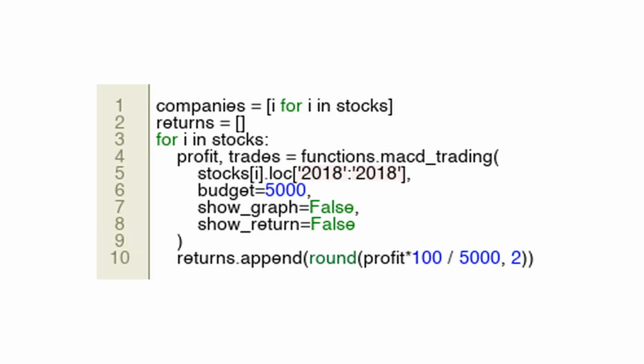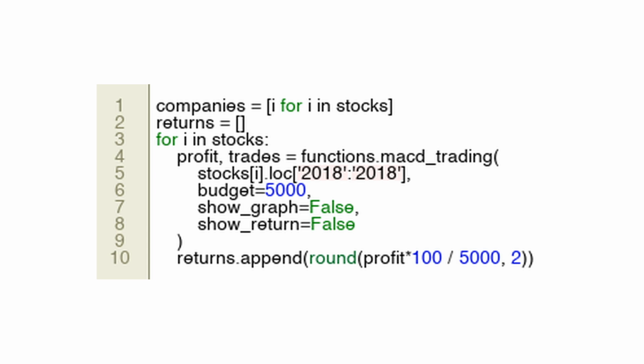The Python code snippet processes financial data related to stocks by applying a trading strategy named MACD, moving average convergence divergence, and evaluates the performance of this strategy. First, the code creates a list called companies that is a copy of some other list named stocks. Then, an empty list called returns is initialized to store the performance metrics of the trading strategy for each stock. Next, a for loop iterates over the stocks list. Inside the loop, it calls a function MACD trading from a module named functions. This function presumably implements the MACD trading strategy.